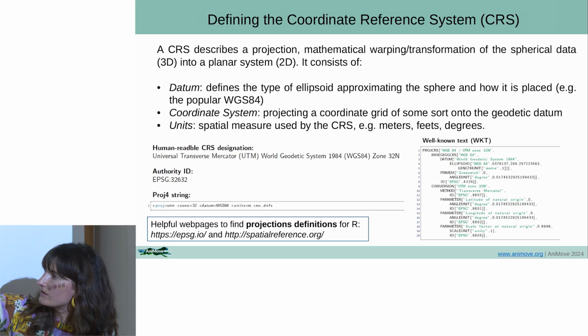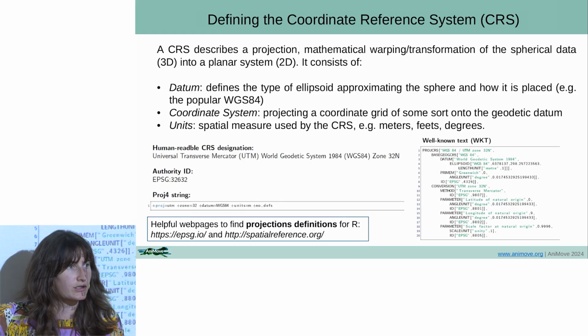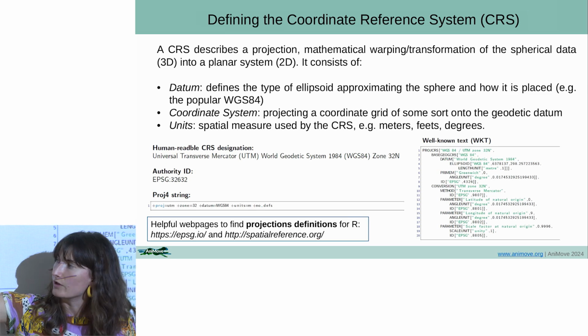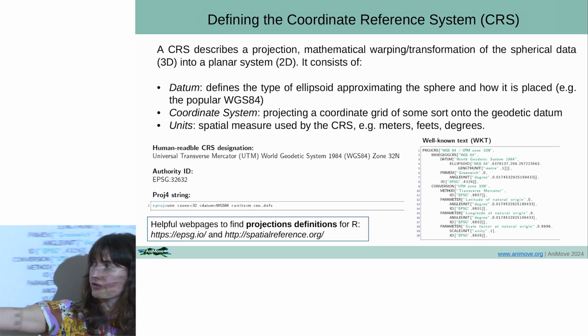And these are just different ways to express the exact same information. And in R, it used to be very common to use this proj4 string, and now it's becoming more common to use this EPSG.